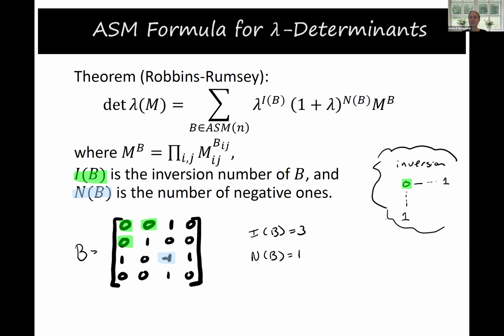Robbins and Rumsey realized that alternating sign matrices could be used to take the recurrence out of this situation. So their theorem was that the lambda determinant of a matrix can be expressed as a sum over alternating sign matrices, where we take lambda to some statistic on ASMs, which is called the inversion number. Then we take 1 plus lambda to the number of -1s in the ASM. And then we take this funny product over all ij, where we take the ij entry of M and raise it to the b_ij power.